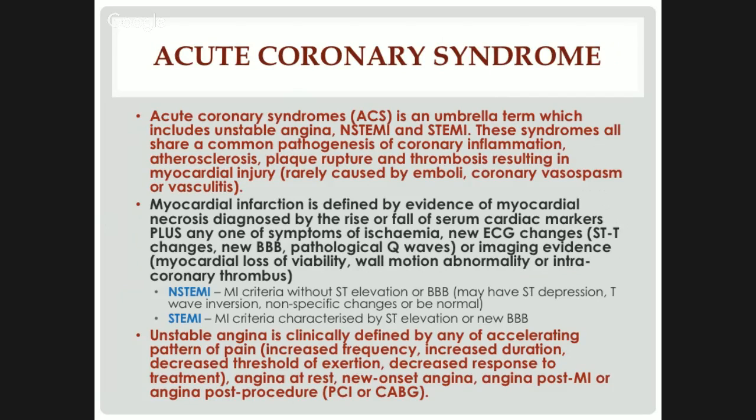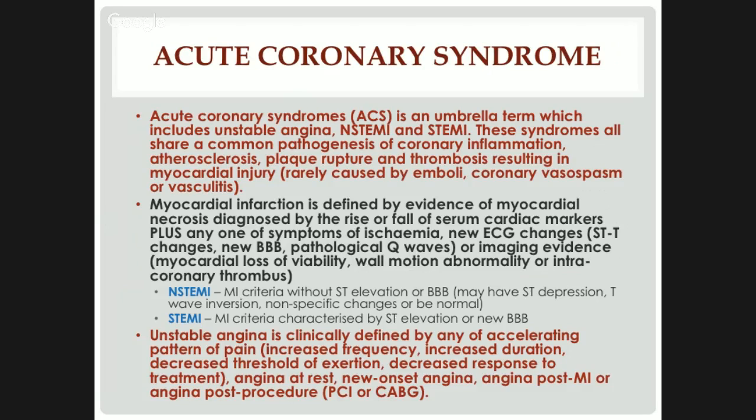So remember, we've talked about stable angina. Now we're going to talk about acute coronary syndromes, which we divide into ischemic or non-ST elevation acute coronary syndromes, which is made up of both unstable angina and a non-STEMI. So acute coronary syndromes is the umbrella term. We've talked about this.